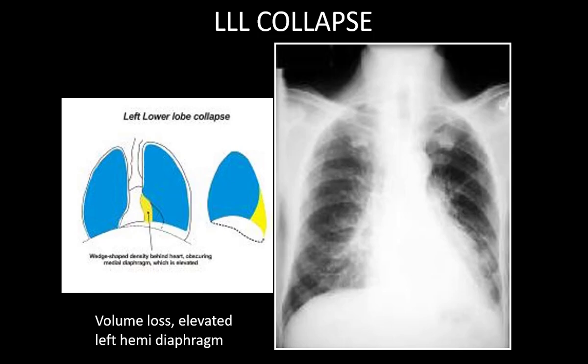Left lower lobe collapse, again you can see there is volume loss similar to what was seen on the right side, and there is an elevated left hemidiaphragm.